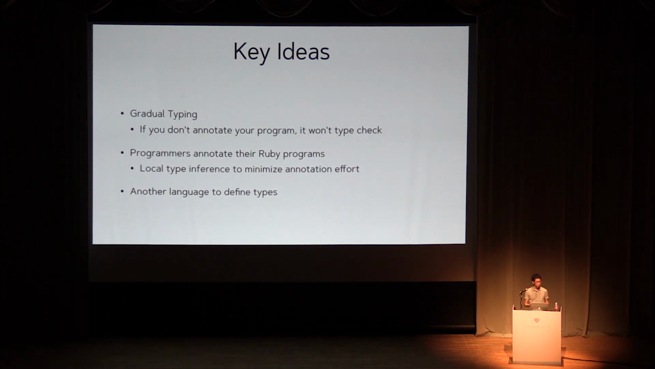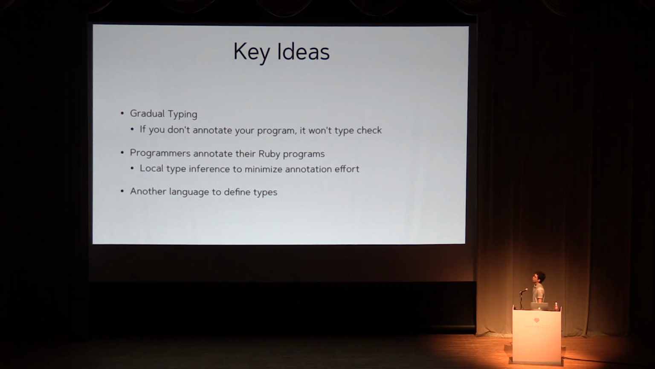The key ideas of Steep are, first, it is gradual typing. If you write type annotations in your program, it type checks. But if you don't write any annotations in some source code, it doesn't check. So if you don't want type checking at all for your Ruby code, you don't have to write any type annotations.